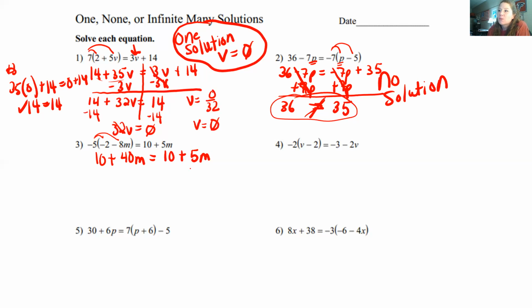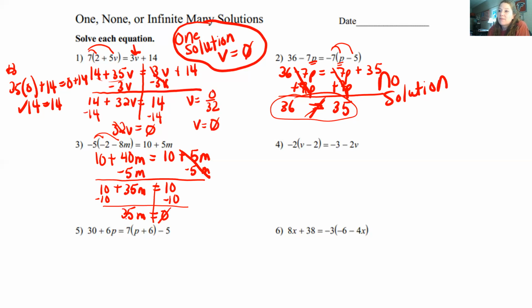All right, we have m's on both sides. I'm going to get rid of my smallest one. I'm going to subtract 5m from both sides. So what do I bring down? Well, I bring down 10. This is equal to positive 35m. Right side, I bring down my 10, and this canceled. I want this m by itself, so I'm going to get rid of this positive 10 by subtracting 10 from both sides. So I end up with 35m is equal to 0.